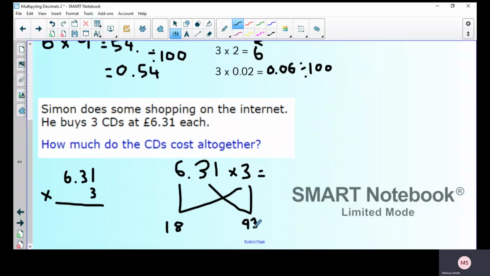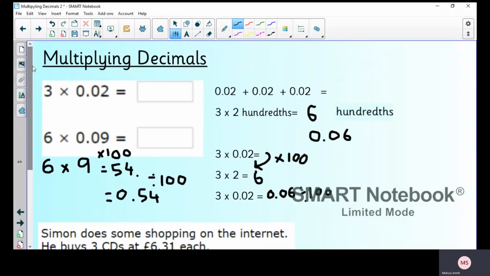Now, because I didn't cross 100 pence there, that is still my decimal. I don't have to move any of that over into the pounds. So I have £18 and 93 pence is what it costs me to buy the CDs. Right then, I hope that made it a bit more clear on how to multiply decimals.